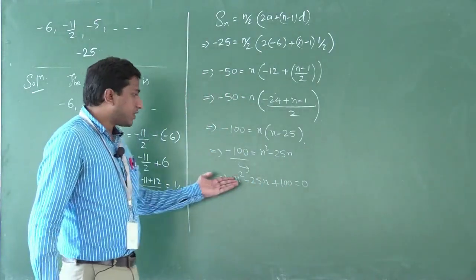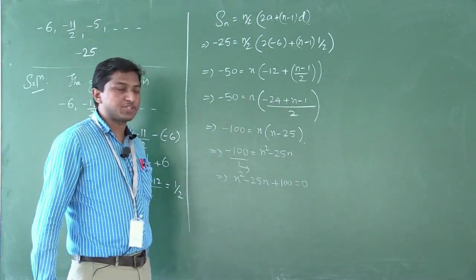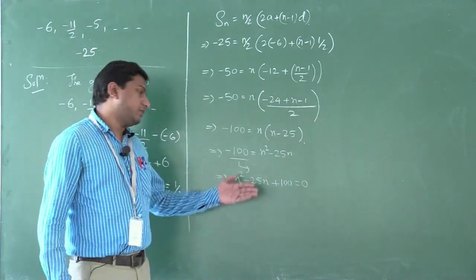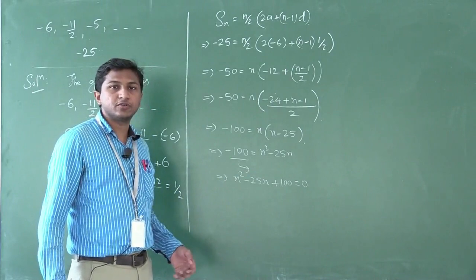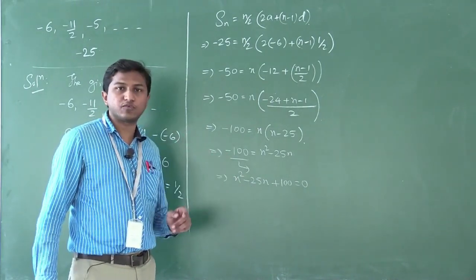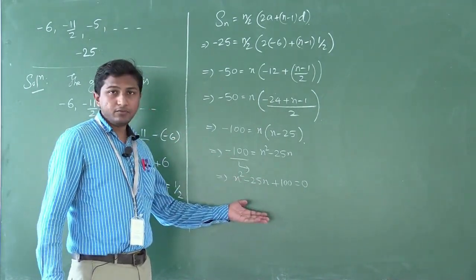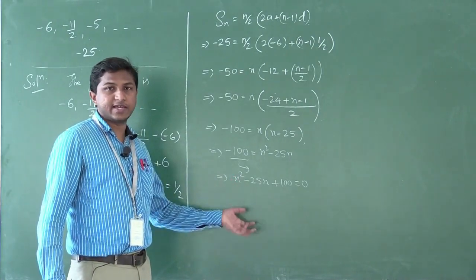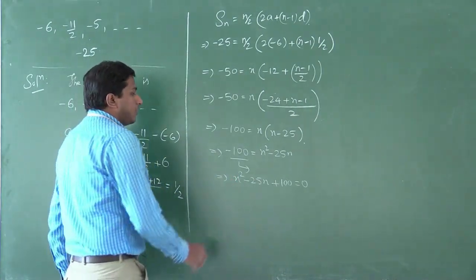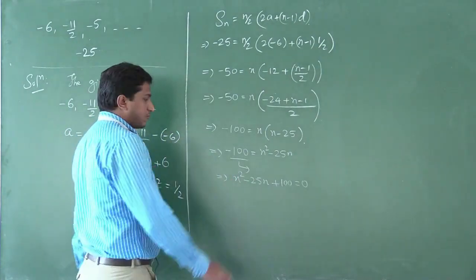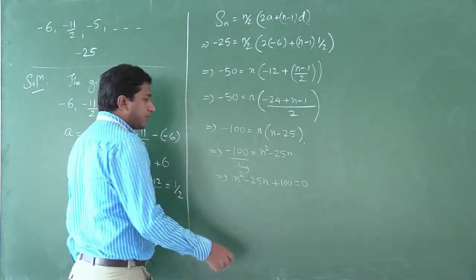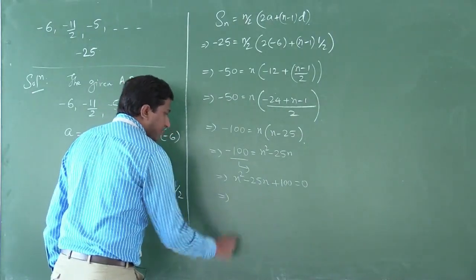Okay, so we have got a quadratic equation in n. We need to solve this quadratic equation. We might get two values for n, and we are going to see which value satisfies. You might pause the video, work it out, and then play it again, see whether you have got the same answer.